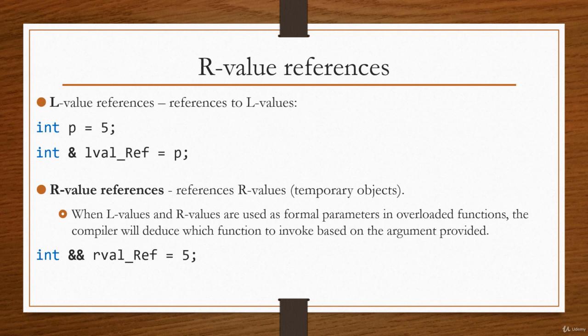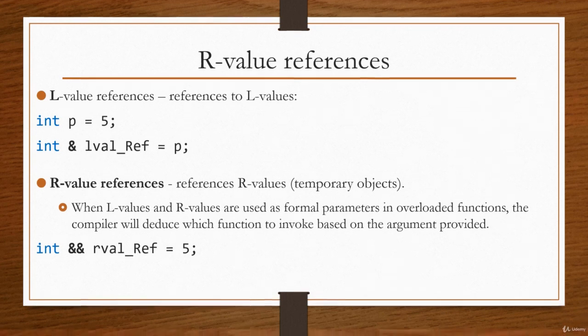Okay, and this is what we are going to use for the move constructor. When used as formal parameters, the compiler will deduce which function to invoke based on the argument provided. Only a slight difference here. We use 2 ampersands for the R value reference as opposed to 1 for the L value reference. And with the R value reference, we can assign an R value to that, such as 5 for example, or maybe some integer that we return by value from a function.